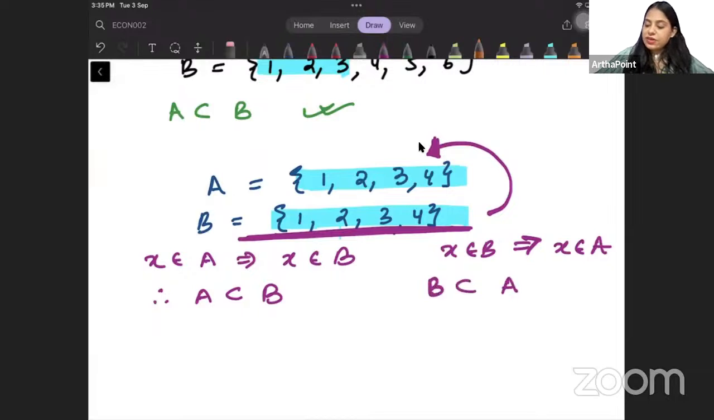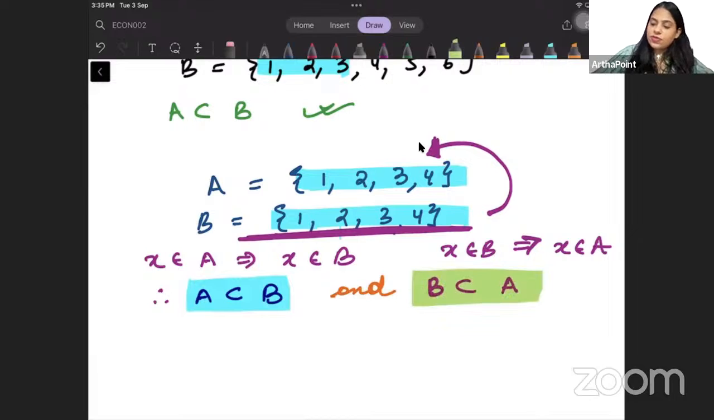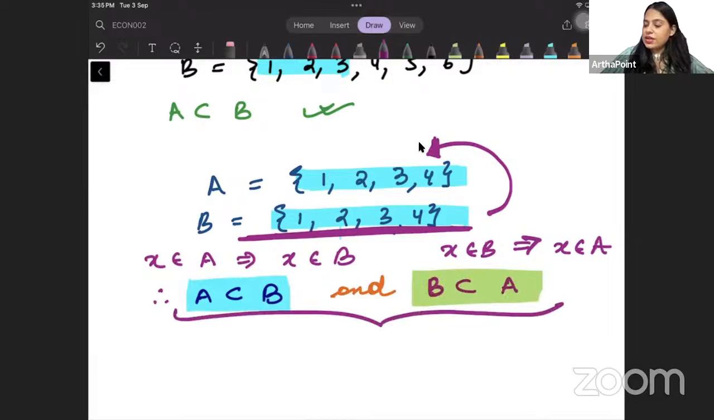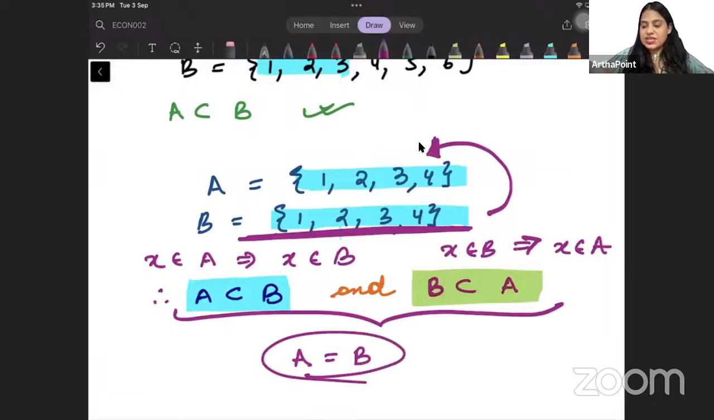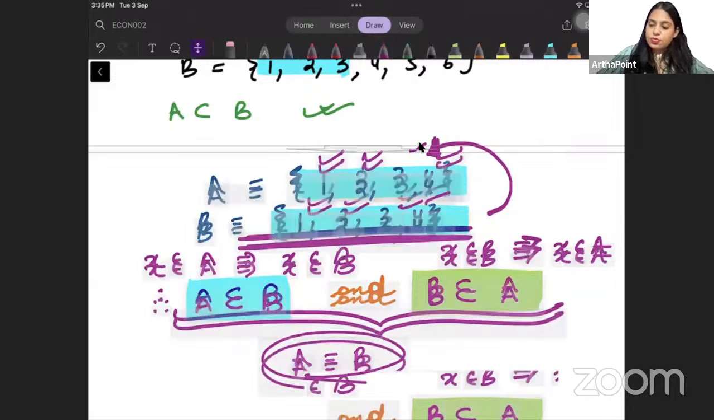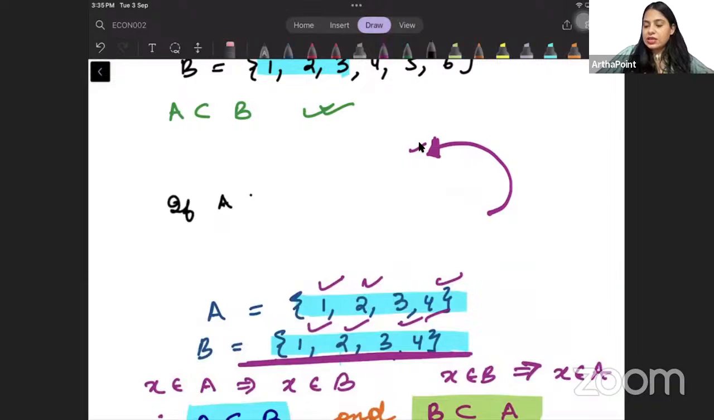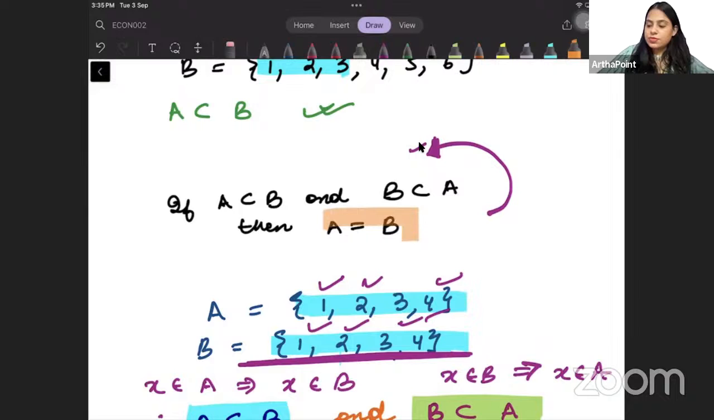Beta, whenever we have both these things, that A is a subset of B and B is a subset of A, so we can write that A is equal to B. A और B equal है, same ही तो है. See, both have same elements. So this is another property, that if A is a subset of B and B is a subset of A, then A is equal to B.